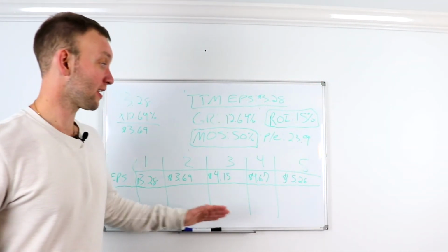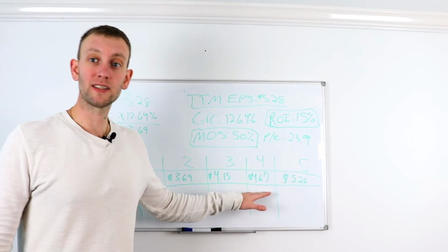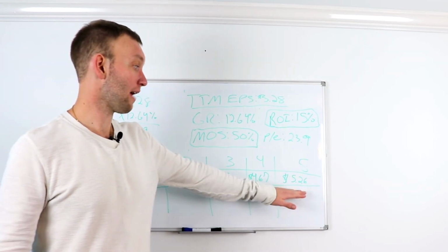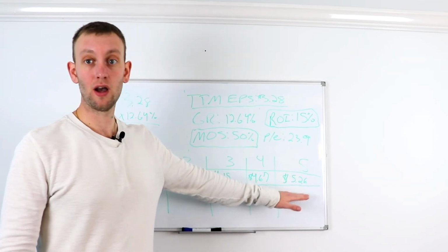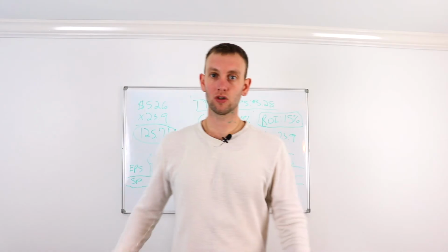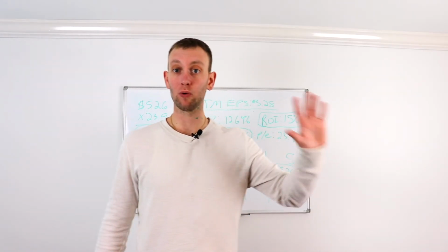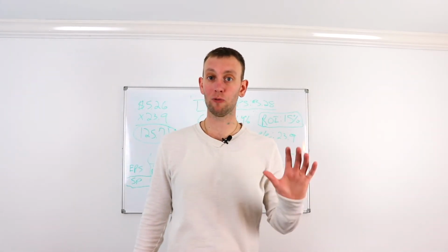Then we're going to do the same exact thing. That's going to give us $4.67. And for the final year, we're going to have $5.26 for our 5-year out EPS. So now that we have our earnings per share 5 years out, we want to find out what a fair price for Apple would be in 5 years.